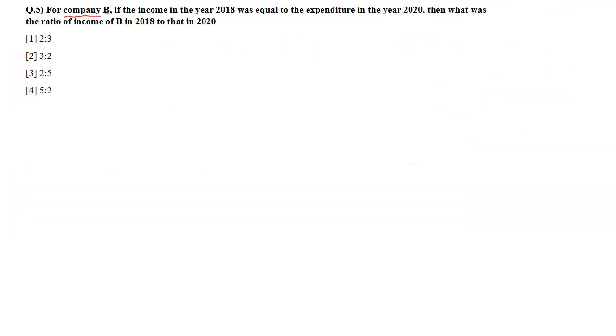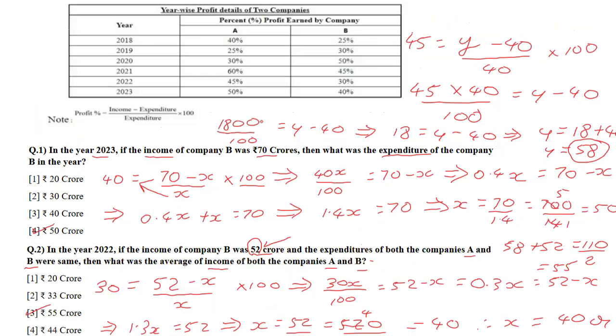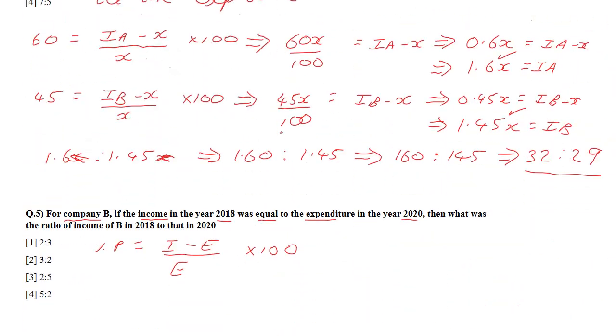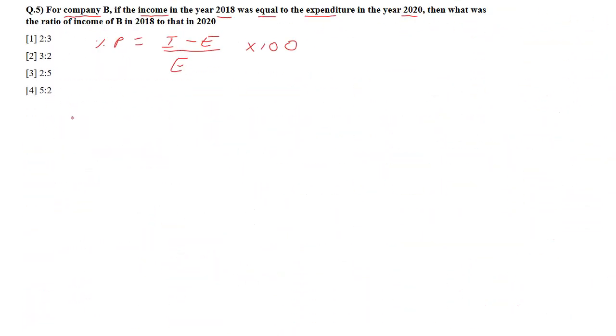For company B, income in 2018 equals expenditure in 2020. Our formula for profit percent is (income minus expenditure) upon expenditure into 100. I need to look for company B, 2018 and 2020. That means we're looking at 25 and 50. Okay, and I will write that down.